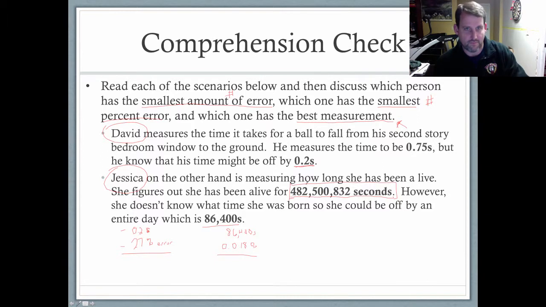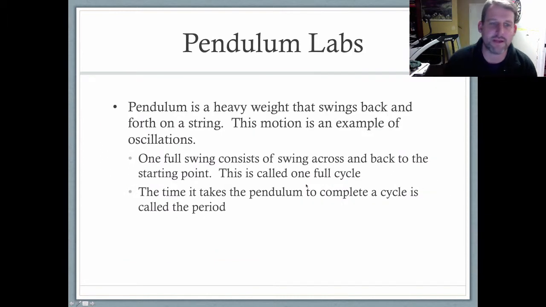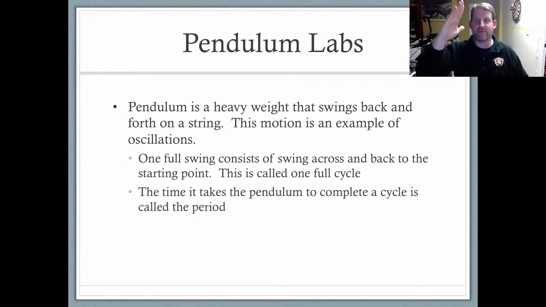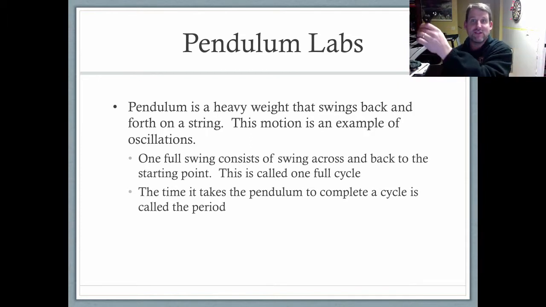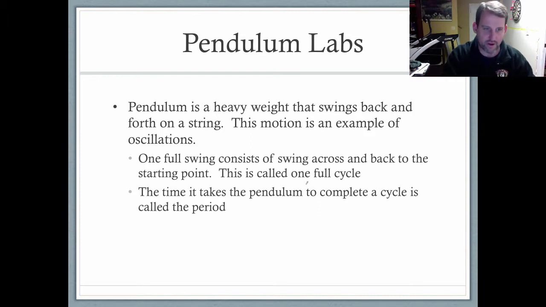Next, we're going to be talking about Pendulum Labs. A pendulum is a heavy weight hanging from a string that swings back and forth. You may have seen it before, like a wrecking ball swings and bashes into a building and knocks it down. A wrecking ball is an example of a pendulum. And somebody swinging on a swing set is an example of a pendulum. It swings back and forth and back and forth. And that back and forth motion, in physics, we call that an oscillation. An oscillation, which is that back and forth motion.